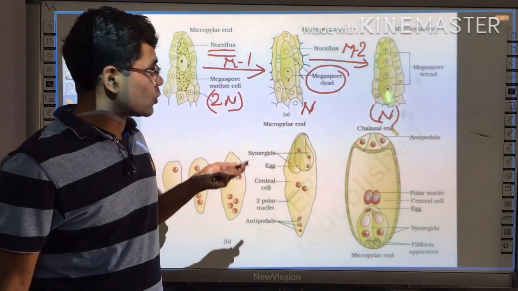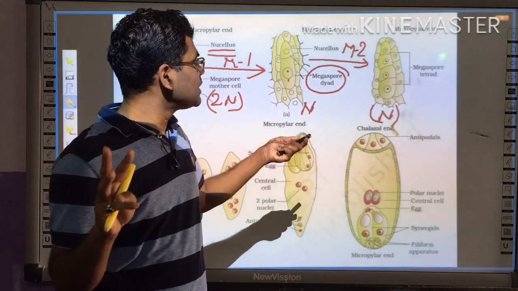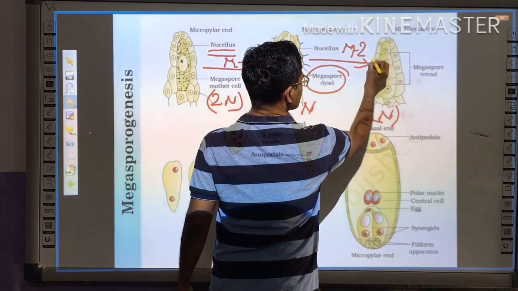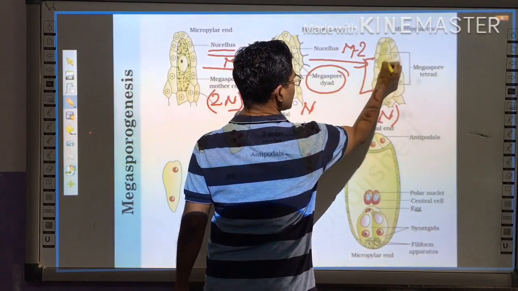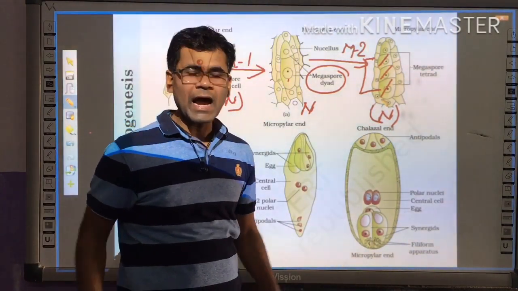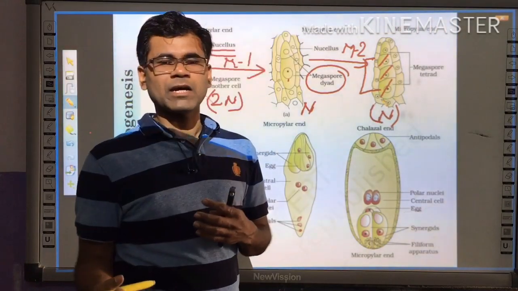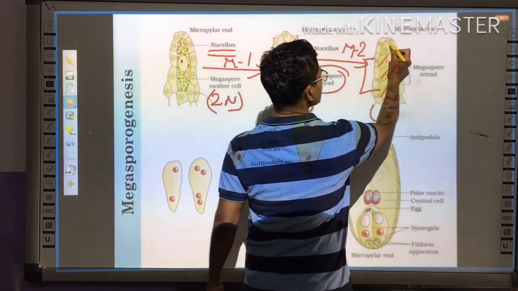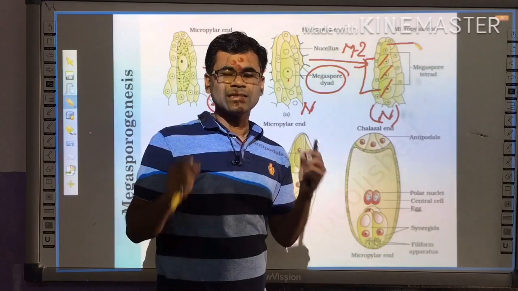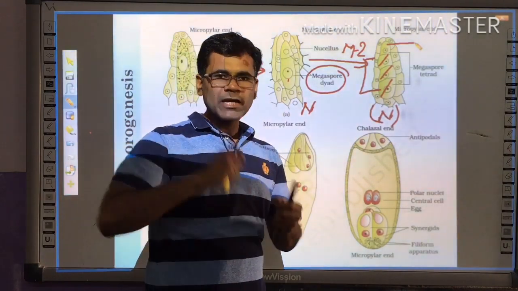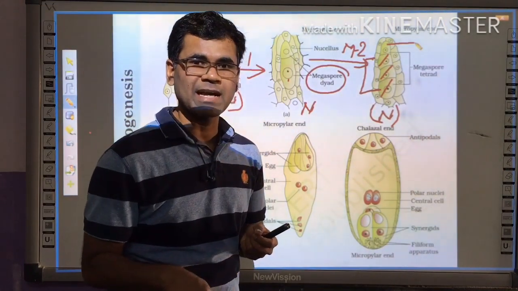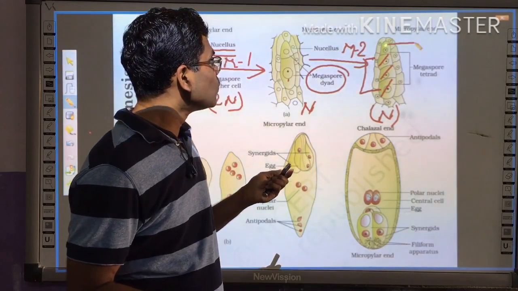Now out of these 4, 3 megaspores degenerate. Out of these 4, these 3, 1, 2 and 3 megaspores degenerate, and the further development of the embryo sac takes place only through one cell, only through one megaspore, and hence this type of megaspore formation is called monosporic. That is, the formation of the embryo sac takes place only from one cell.